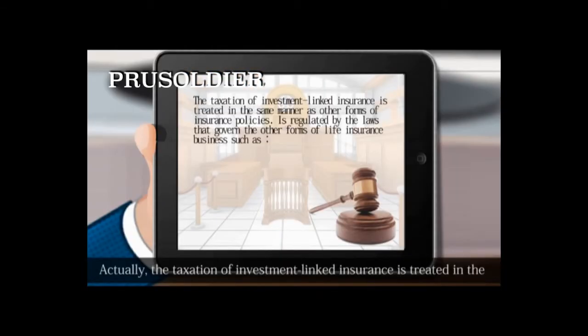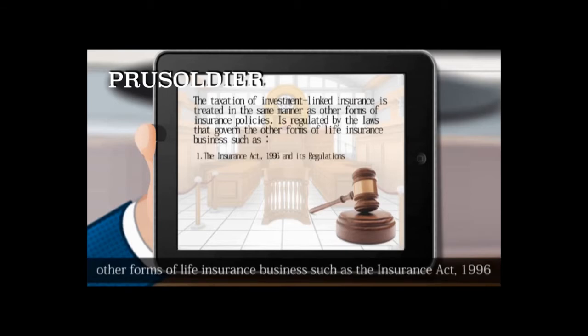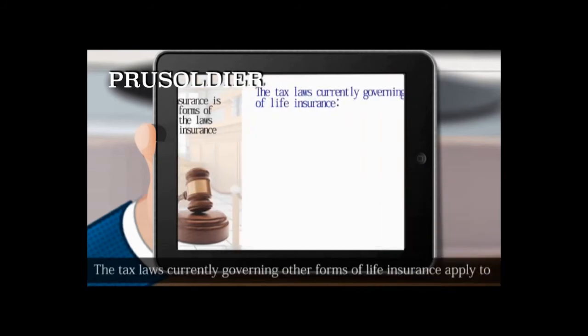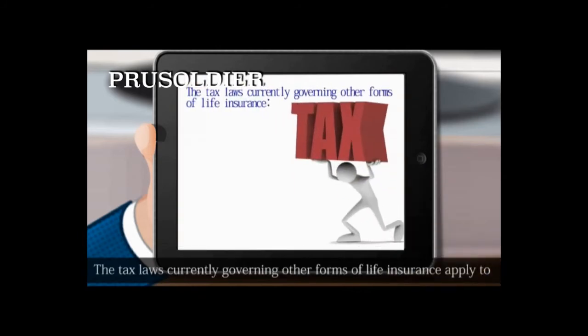Actually, the taxation of investment-linked insurance is treated the same manner as other forms of insurance policies. The business of investment-linked life insurance is regulated by the law that govern the other forms of life insurance business, such as the Insurance Act, 1996, and its regulations, the Company Act, 1965, the Contracts Act, 1950, and legal provisions governing the common law of agency. The tax laws currently governing other forms of life insurance apply to investment-linked life insurance.